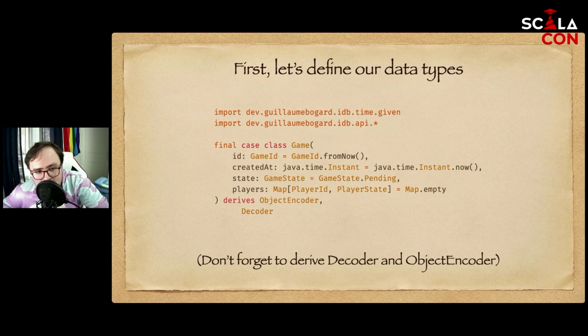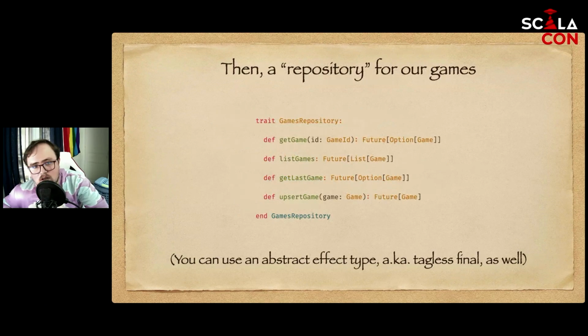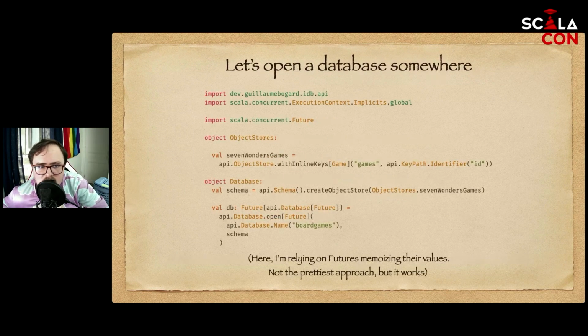We derive object encoder and decoder for it, so we can automatically put it into object stores and retrieve them from object stores. Then we define a repository for our games using a trait. I'm using Future in that case, but you can also define a more abstract repository using an abstract effect type. Then you open your database using Database.open and give it the name of your database and the object stores and indices that you want to create.